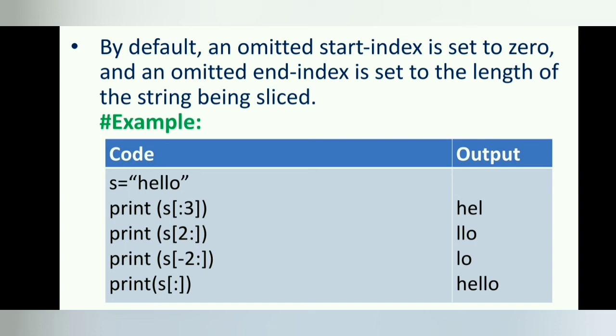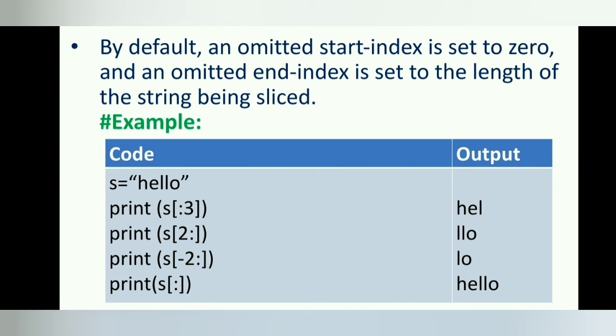The next print statement, print s sub minus 2 colon, will display the characters from position minus 2 to 5. Here the end index is set to the length of the string, that is 5. Since 5 is not included, it will display all the characters from position minus 2 to 4. Hence the output will be LO.